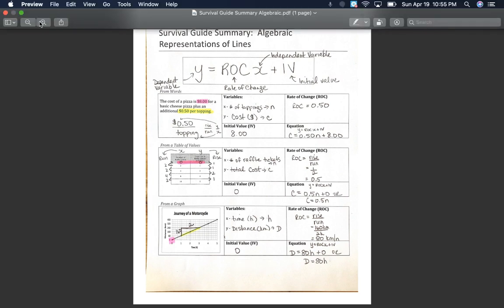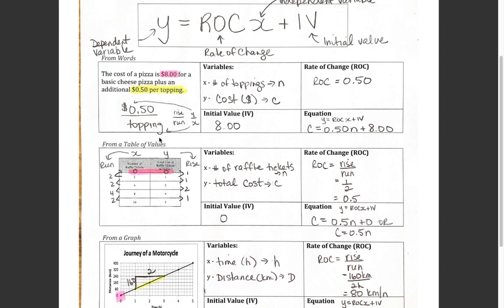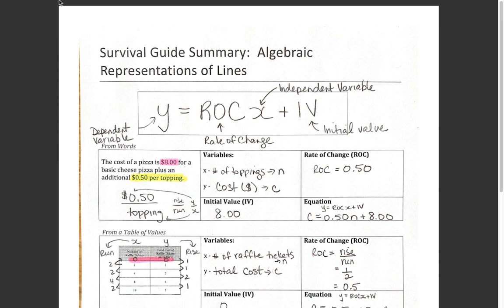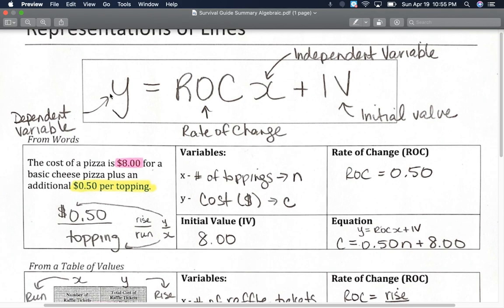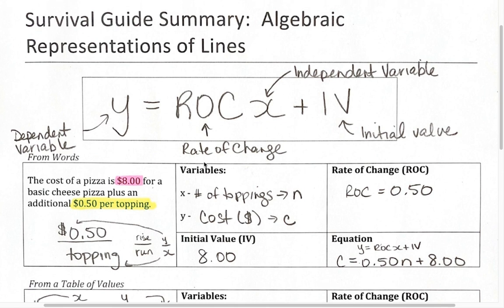So, what I'd like to do is take you through how to find an equation to model a linear relationship from all of the different representations that we look at in math. So, from words, from a table of values, and from a graph.